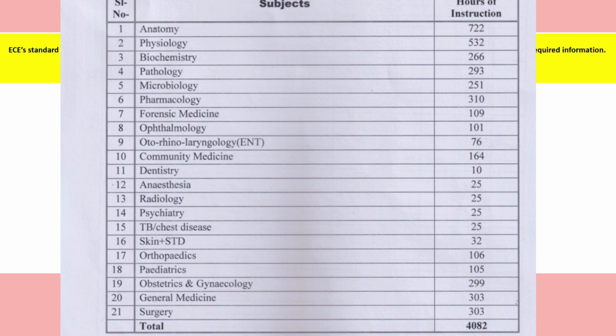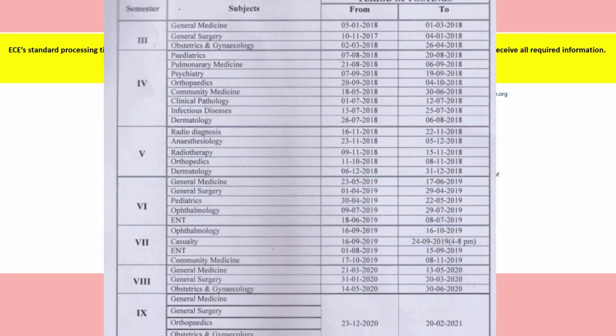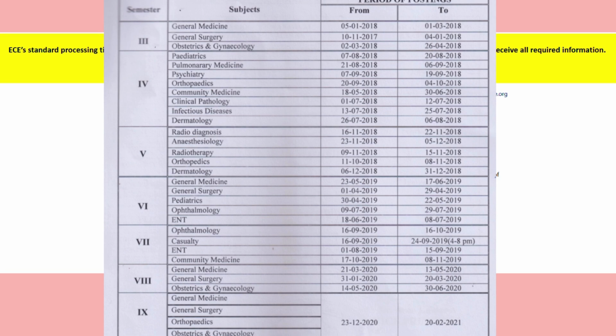The first page will entail the details of the hours of training that you have received under each department, for example under anatomy, physiology, biochemistry, all through your first year through your last year. How many hours have you been trained under each department? The next page is basically the same thing, but instead of the number of hours, they'll tell the period of postings, especially the clinical postings that you have gotten under each department.